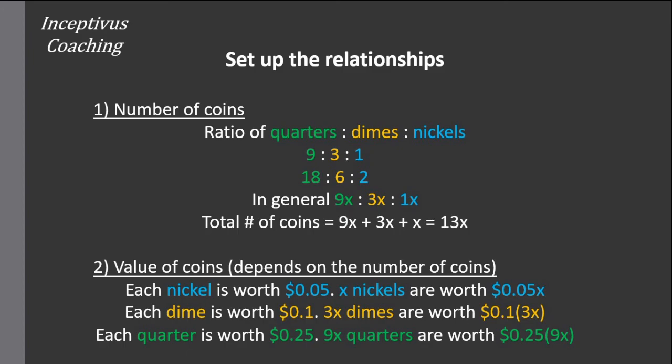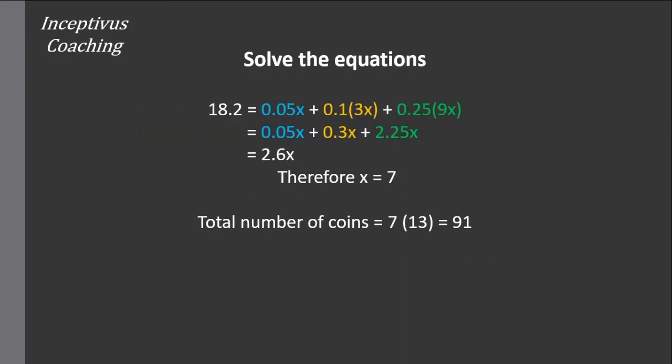And according to the question, we know that when you sum them together, they must equal 18.2. So let's throw that into an equation. 18.2 is equal to 0.05x, the value of the nickels, plus 0.1 times 3x, the value of the dimes, plus 0.25 times 9x, which is the value of the quarters.